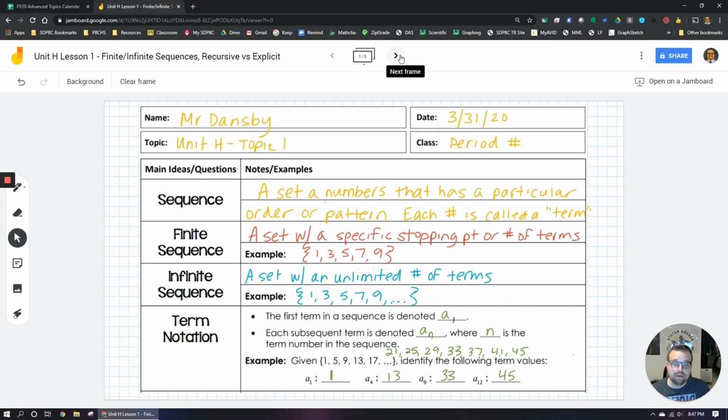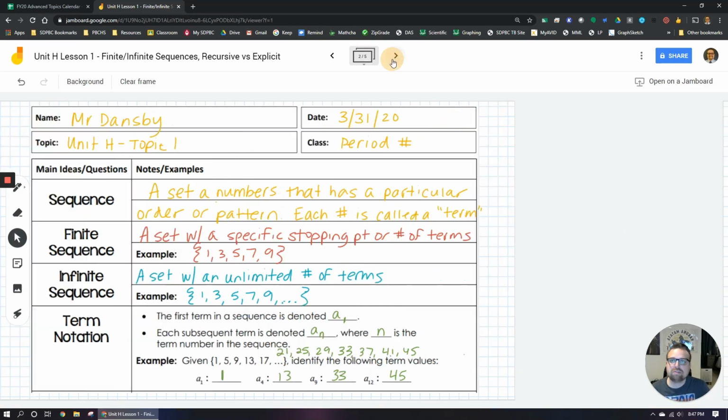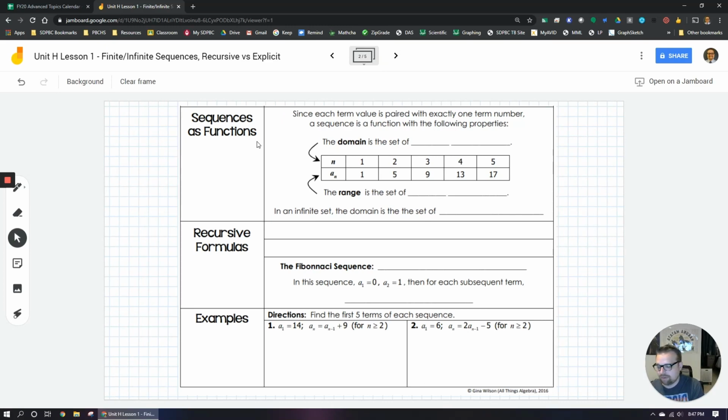So mine, you'll see on my screen, I had to break this up so that it would be large enough to write on and easy to see. Yours will be just one continuous page. So I'm just going to flip to the next screen here.